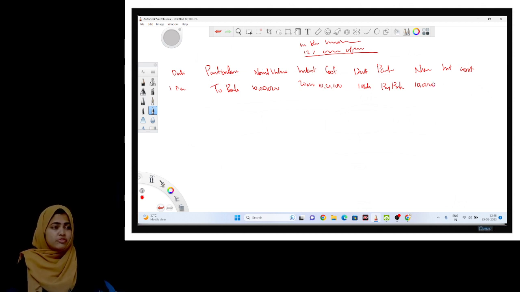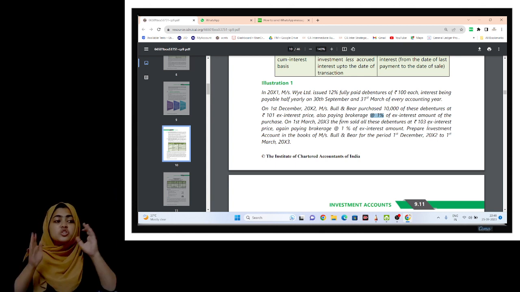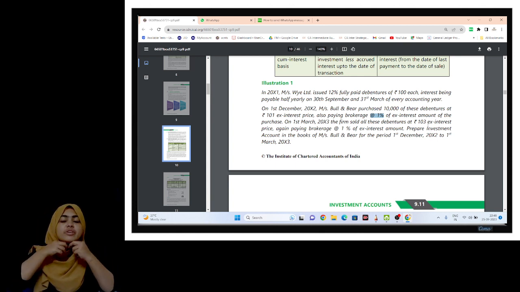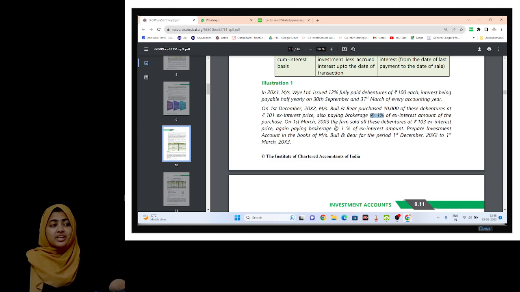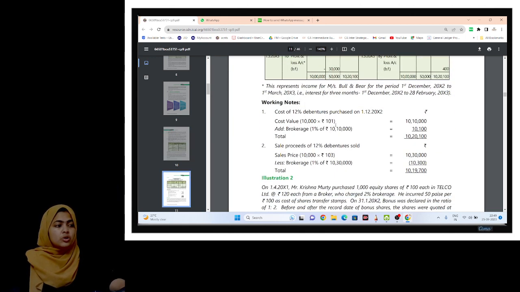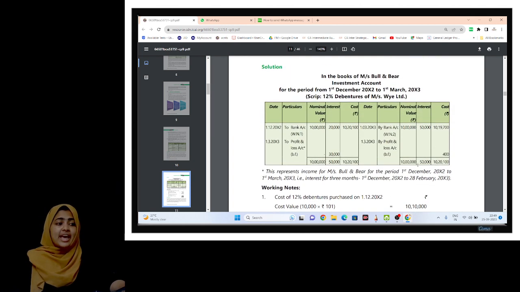So what is the sales value which we are going to get here? As they already gave in the question, it is 103, right? We are selling it for 103. So 103 into 10,000 is the sales value which we are going to get. But will the full amount come into our bank account? No, as they already told, there is a brokerage of 1%, so that will be deducted. So 10,000 into 103 is 10 lakh 30,000, less brokerage 1%. So 10 lakh 19,700 will be the amount that comes into your account. So that also you'll have to record.